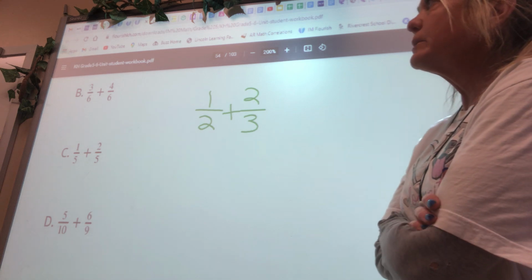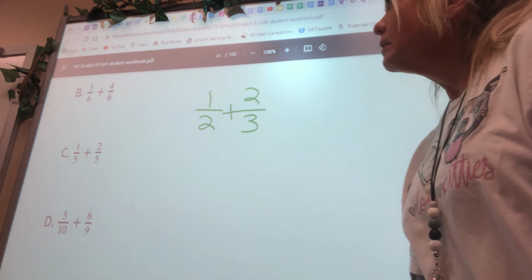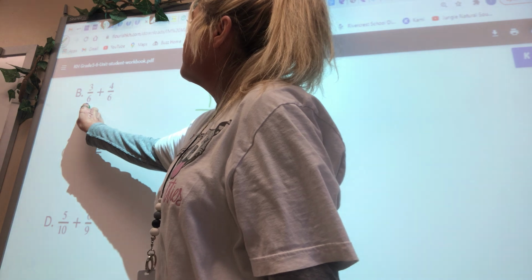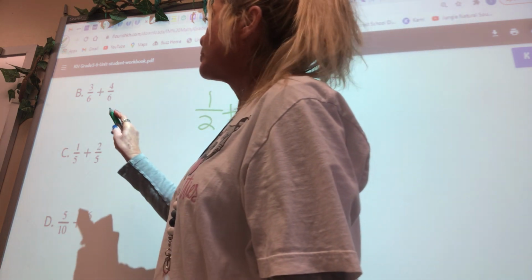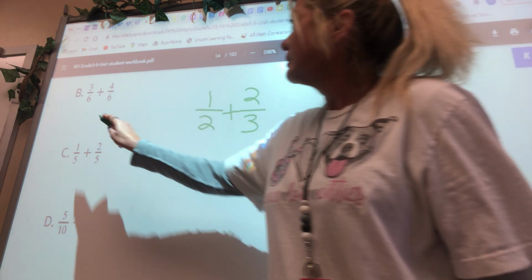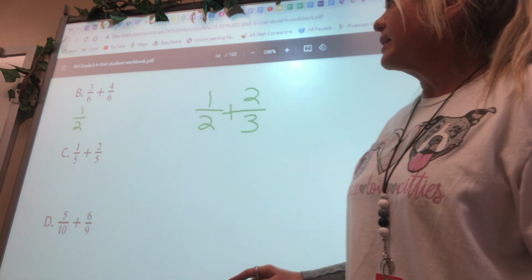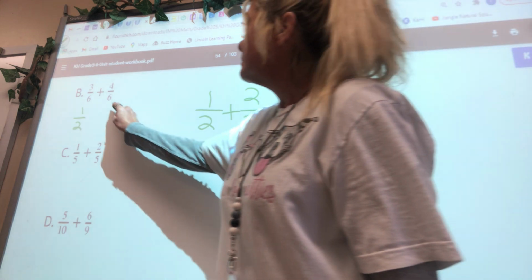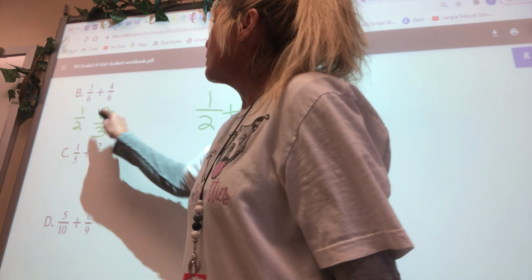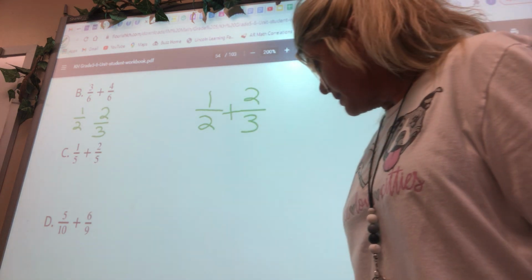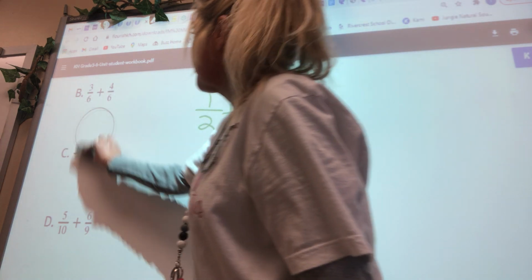It works. What's 3/6 when you simplify it? What's 4/6 when you simplify it? Yay, that's equivalent. So is B equivalent? Yes. It's the same thing.